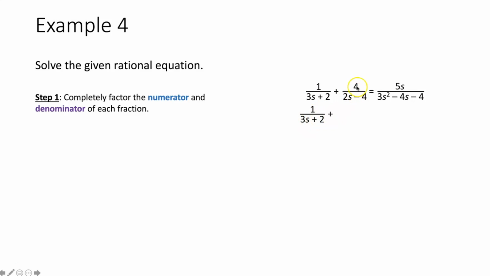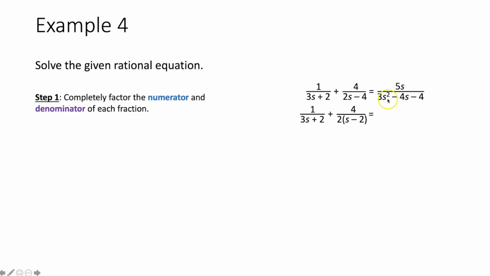Our next fraction, we have 4 in our numerator. You could write that as 2 times 2, but we're just going to leave it as 4 for right now. In our denominator, we have 2s minus 4. Is there anything we can factor out of each of those? Yeah, a 2. So I'm going to write a 2 on the outside of a set of parentheses, and on the inside, I just divide each term by 2. Then that's going to be equal to, over here, 5s. That's as factored as that gets.